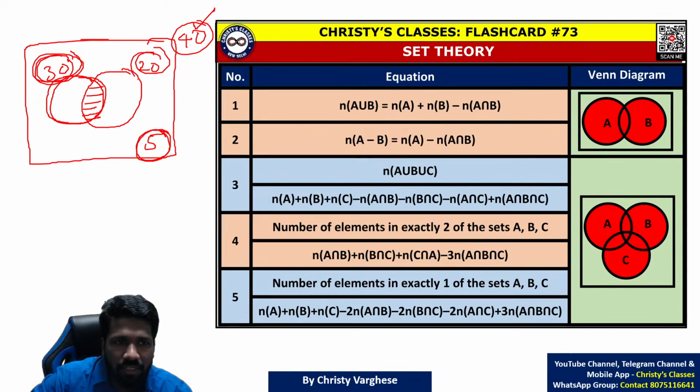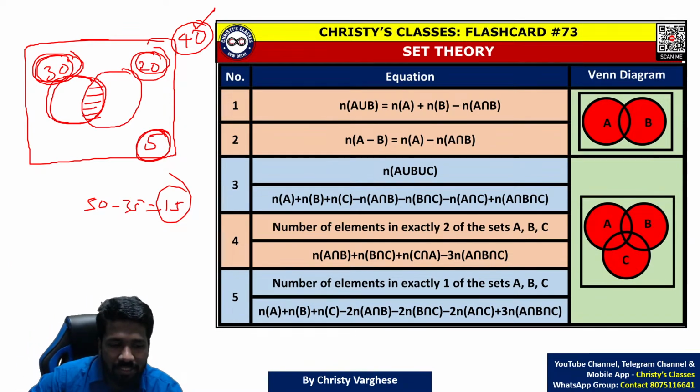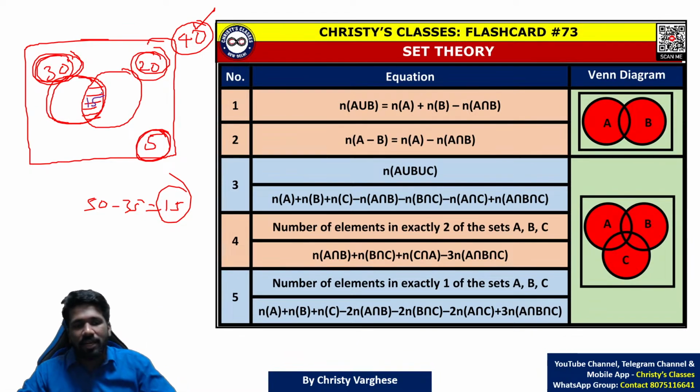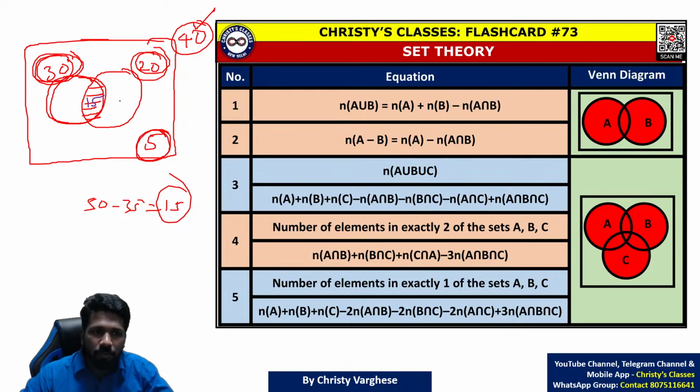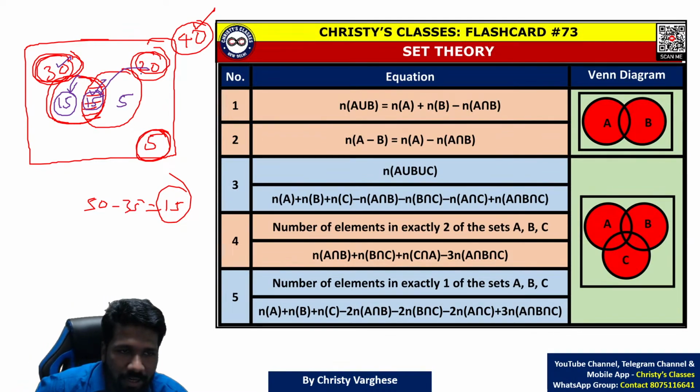But 30 plus 20 is 50. So 50 minus 35, 15 people are extra. Why are they extra? They are counted in both the sets. Means, in the intersection region, 15 people should be there. That means 15 people like tea and coffee both. So 30 minus 15, 15 people like tea only. That is represented here. 20 minus 15, 5 people like coffee only.